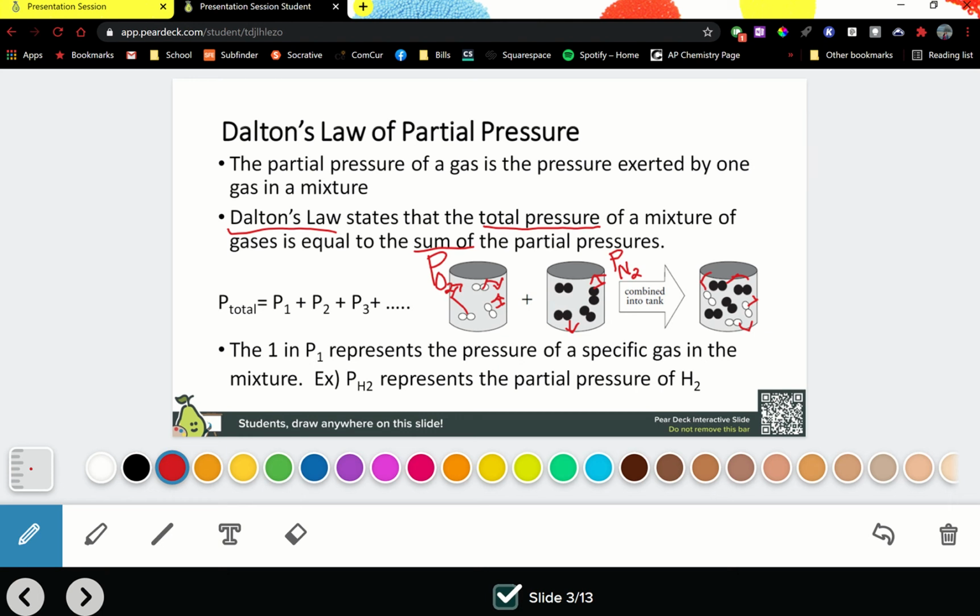However, when we put them together, we now have pressure coming from two different things. So the total pressure of the container is going to be the pressure of each one added together. The total pressure is equal to each of the individual partial pressures added together. It's a sum. So not too bad. The P with a subscript represents the pressure of a specific gas in a mixture, just like I showed here. For example, if I wanted the pressure of hydrogen gas, I'd put P and then H2 as a little subscript to represent the partial pressure of hydrogen.